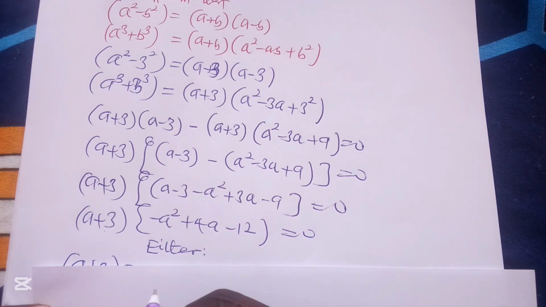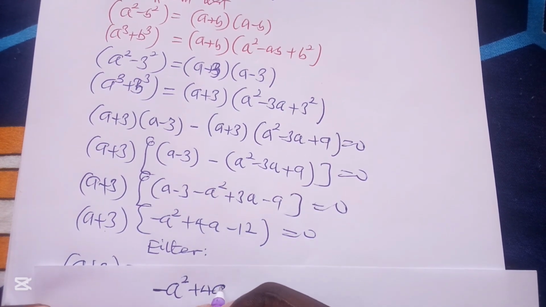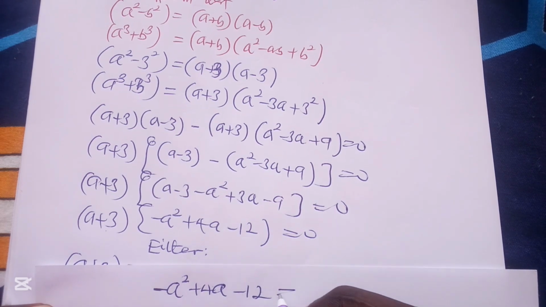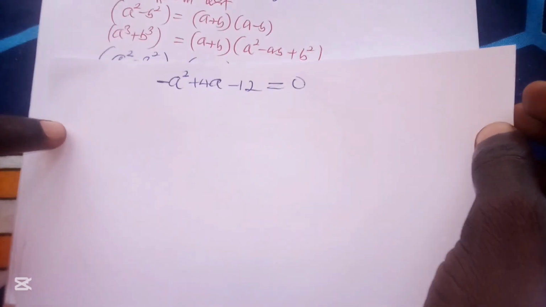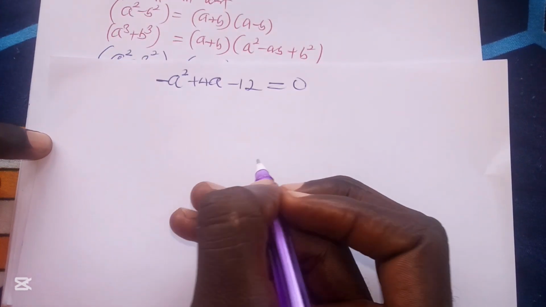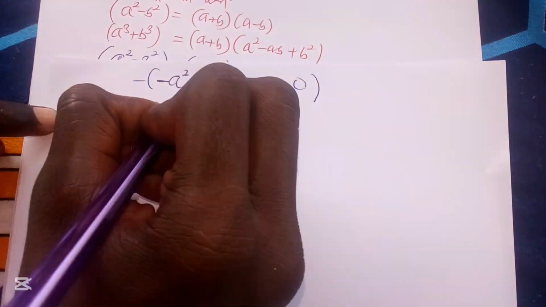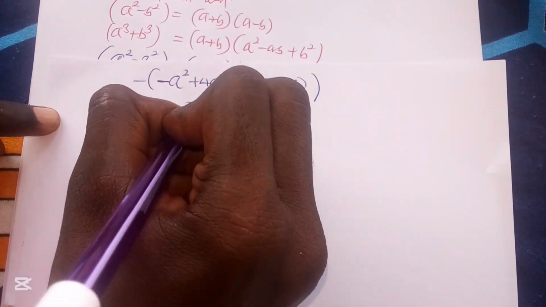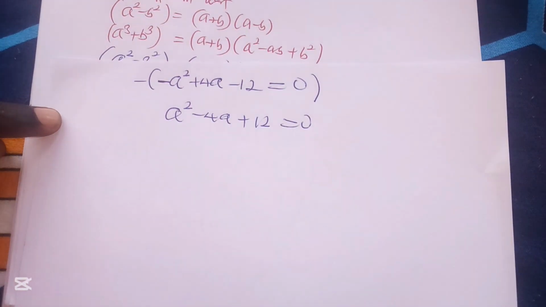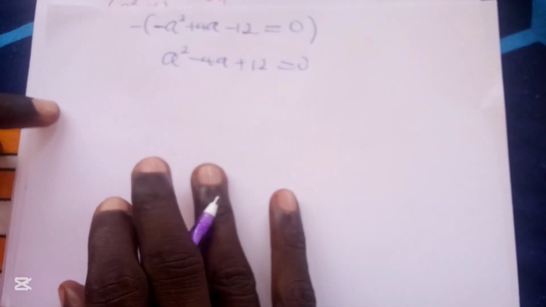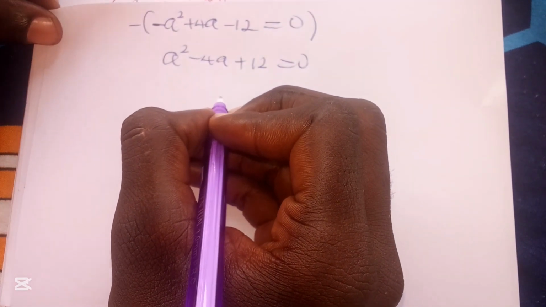Now let's look at the other quadratic equation, this one. We have minus a square plus 4a minus 12 equals 0. To solve this, we multiply it all by a negative sign. Then this becomes a square minus 4a plus 12 equals 0. From this point, what are we to do next?